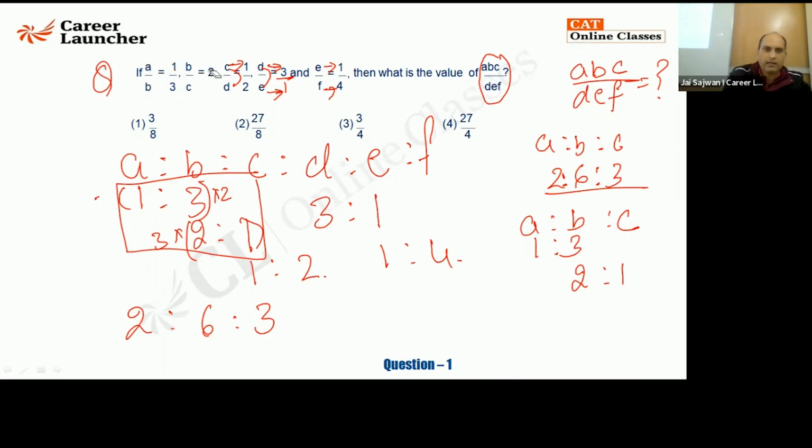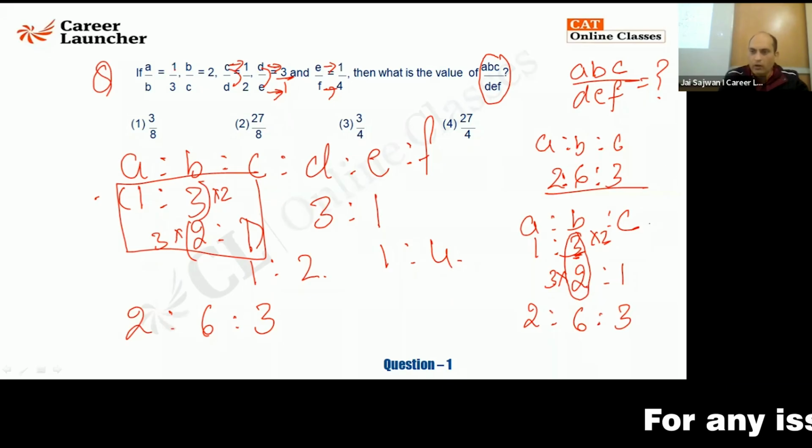Can you see it? When B comes out to be 2, C is coming out to be 1. It is 2 is to 1. Now, I want a common value. Look at B. It is 3 as well as 2. So can I multiply this by 2 and this by 3? A common value will come there. If you multiply it by 2, don't forget to multiply this also by 2. So this is 2, this is 6, this is 2 is to 6 is to 3.